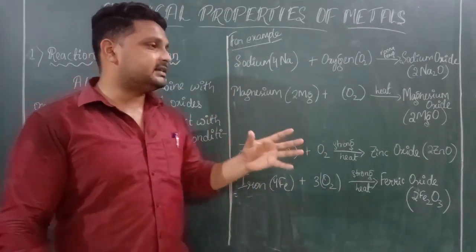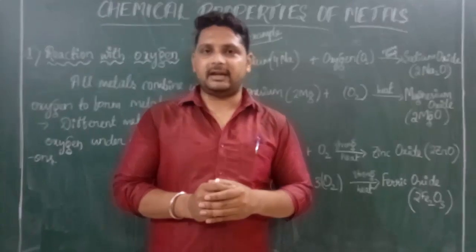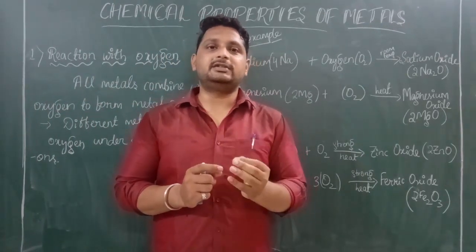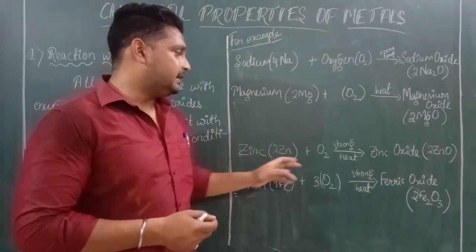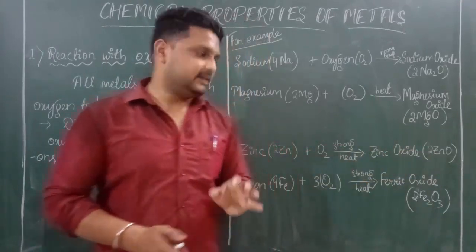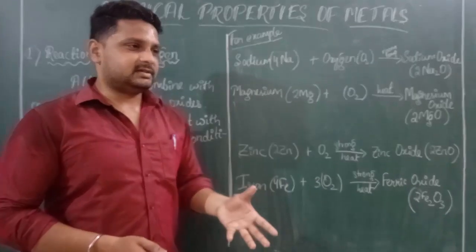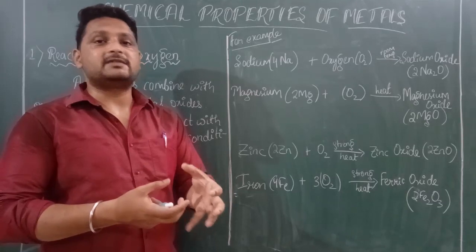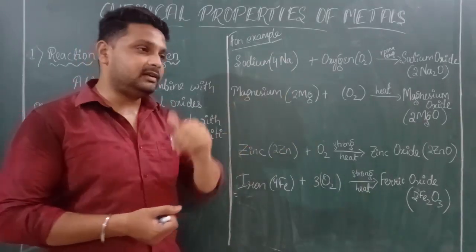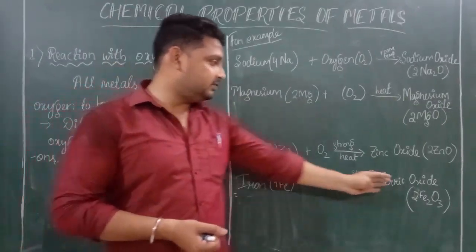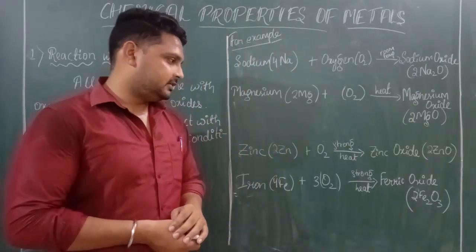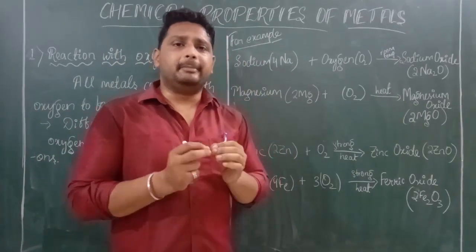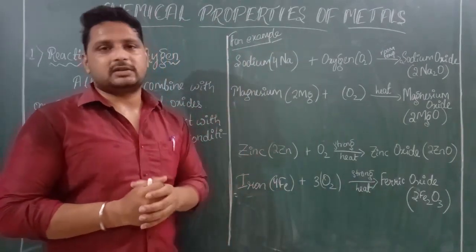Now for zinc, zinc needs even stronger heating than magnesium. Zinc metal generally burns with a blue colored flame and it gives zinc oxide. Iron does not burn, meaning it does not give flames unlike other metals. It directly converts into ferric oxide. So this is how metals react with oxygen.